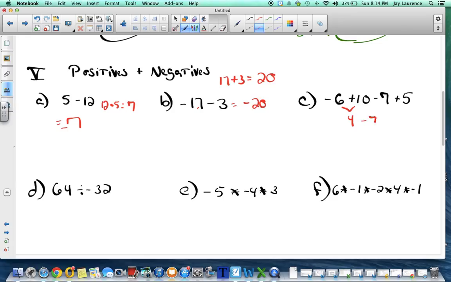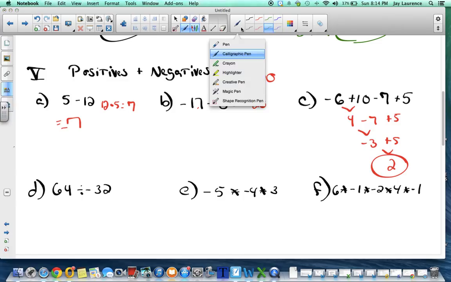Okay, then minus 7 plus 5. And so I got a 4 minus 7. Well, 7 minus 4 is 3, but the 7 has more weight, so it's a negative 3 plus 5. That's like 5 minus 3, which is 2, and the 5 has more weight, so it's positive. The answer is 2. Now, that's what I told you it would be.